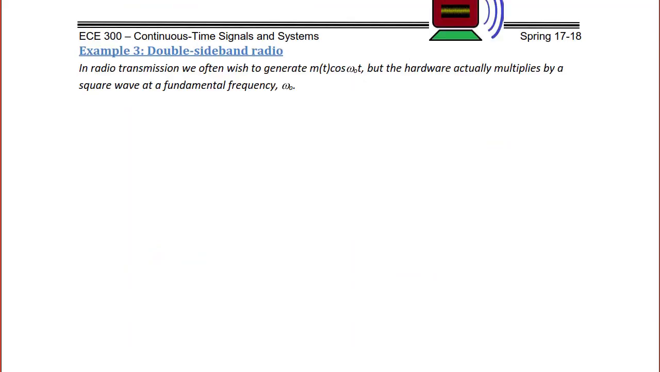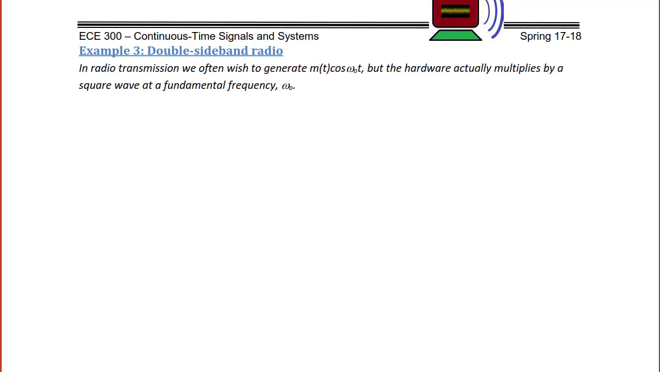Example 3, double sideband radio. In radio transmission, we often wish to generate m of t cosine omega naught t, but the hardware actually multiplies by a square wave at a fundamental frequency of omega naught. The reason is because generating a 100 megahertz cosine can be expensive, and a lot of times, such as in the labs you do in this course, the lab equipment has a maximum of 100 kilohertz, so it's difficult to generate a signal that quickly. The ideal method would be to use the cosine omega naught t, because the Fourier transform are impulses at omega naught and negative omega naught that are used to sample the signal.